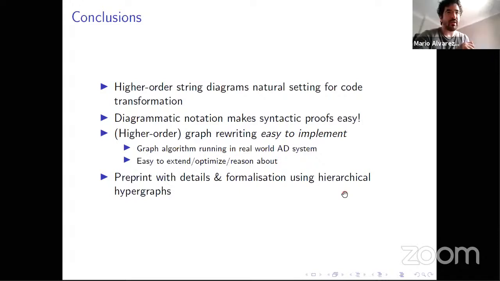Is that correct? Absolutely. In fact, something that I should have mentioned, perhaps, reverse node AD is often seen as a generalization of the backpropagation algorithm used in neural networks. The idea behind reverse node AD is to be able to do backpropagation in any kind of program, not just a sequential series of layers of neural units.